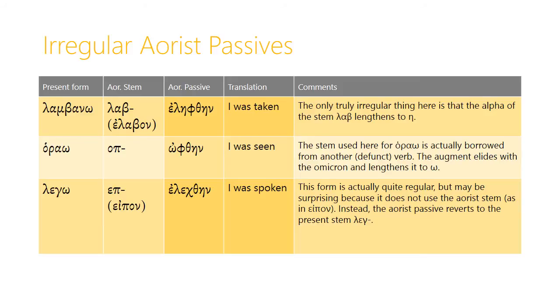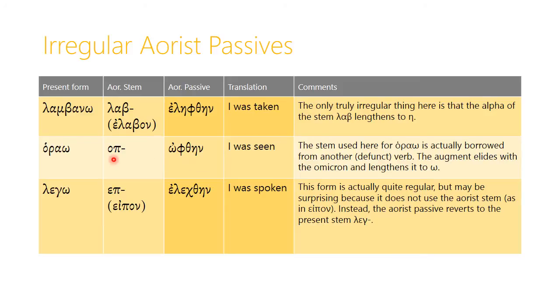And what has happened here, as sometimes happens, is that horao bumps up against another verb, which might have been something like opto, that is falling out of use. And because horao needs an aorist passive form, needs a future form, what horao does is borrow the future form and the aorist passive form from this other verb op, because it's passing out of use, it doesn't need them anymore. That's why we go from horao in the present active indicative to this strange thing, ophthane, in the aorist passive.